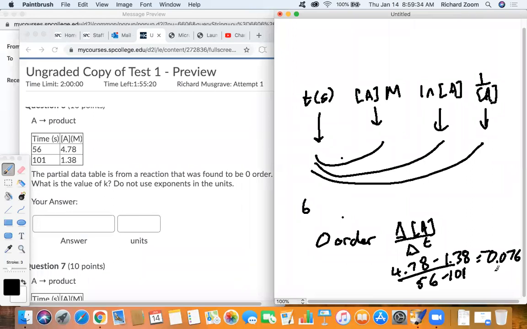So negative 0.076, which would mean that the K value, remember that K is the negative of the slope, so K is going to be 0.076. So whatever happens, it's going to be close to that.